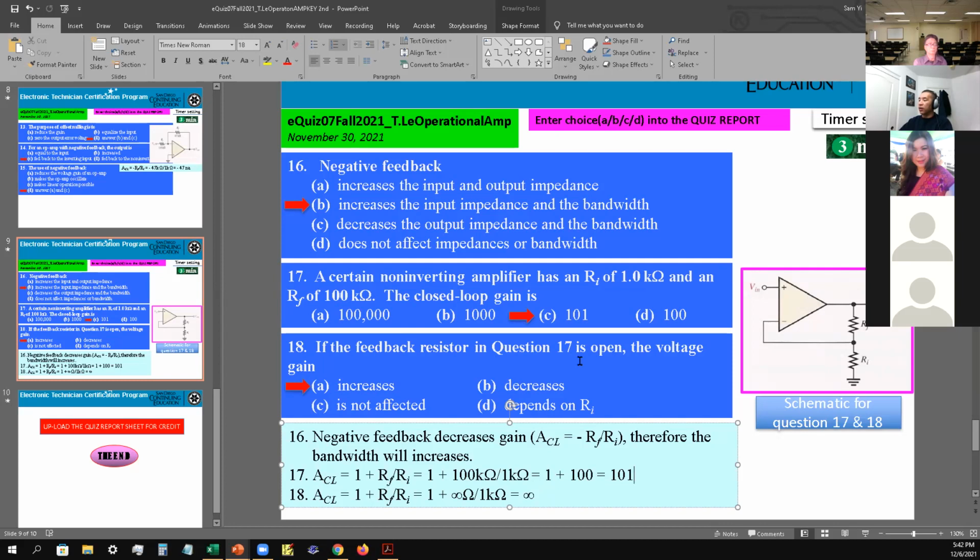Number 18, if the feedback resistance is open, the voltage gain is going to be infinite. If you plug in the formula, 1 plus RF over RI, remember the feedback is going to be open, so it's going to be infinite resistance. Any infinite resistance divided by 1 kilo ohm will be infinite, plus 1 will be infinite plus 1. So therefore you're going to get infinite output, so the voltage would increase. So the answer is A as in apple for number 18.